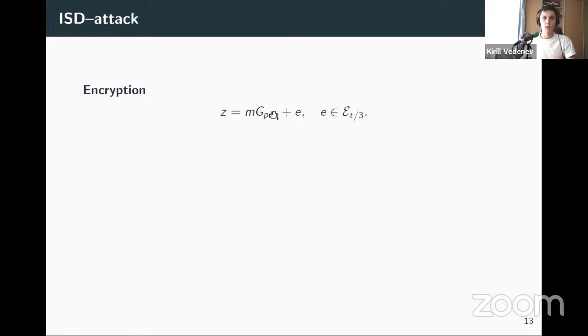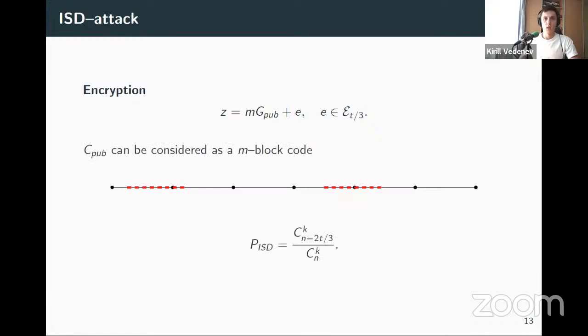In the original paper, it was conjectured that information set decoding attacks are harder than for just a generic code. But the authors have overestimated the complexity of the ISD attack, and it turns out that we can consider the public code as an M-block code, and the probability of finding the information set is as follows. So actually, this protocol gives no benefit in terms of key sizes.